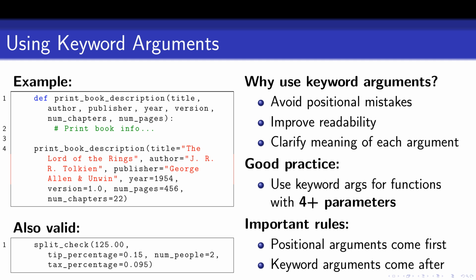Keyword arguments are particularly helpful when a function has 4 or more parameters, or when some of the values are optional. They also make your code more flexible, since you can pass arguments in any order as long as you use their names. One important rule to remember is that positional arguments must come first, followed by any keyword arguments. Adopting keyword arguments in your function calls is a best practice that leads to clearer, more maintainable code, especially in larger or team-based projects.